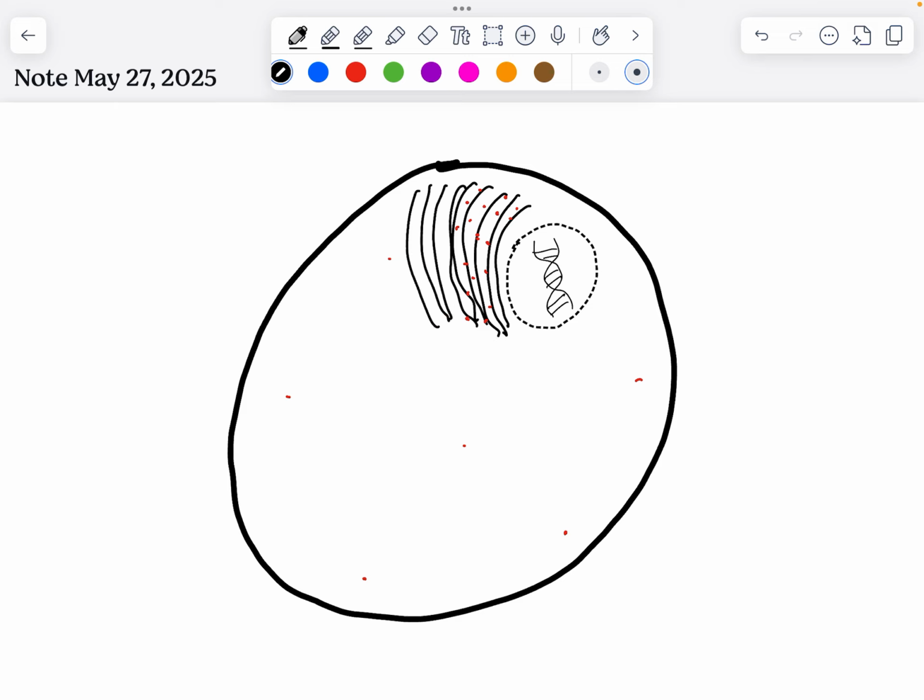Next, we'll have our smooth ER. Smooth ER is called smooth because there are no ribosomes stuck to its surface. The smooth ER's job is to synthesize lipids. Next, we'll have the Golgi apparatus.